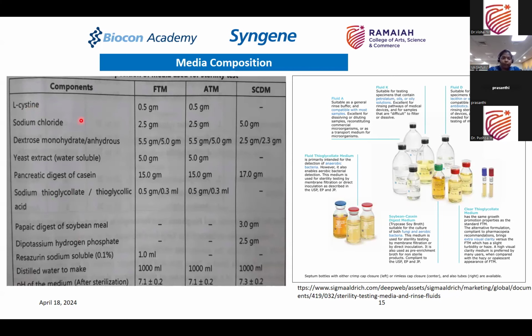Here, the composition has been given. This is for 1000 ml. Weigh all these ingredients and dissolve in 1000 ml, and set the pH to 7.1, plus or minus 0.2 difference. Sterilize in an autoclave. You know what an autoclave is? That is one of the methods of sterilization.